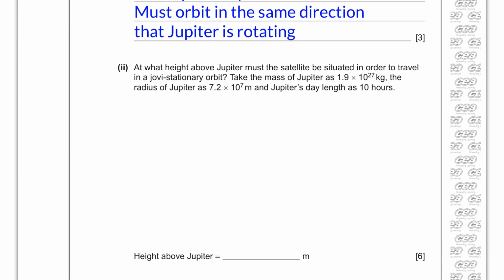Part 2. At what height above Jupiter must a satellite be situated in order to travel in a geostationary orbit? Take the mass of Jupiter as 1.9 times 10 to the 27 kilograms. The radius of Jupiter is 7.2 times 10 to the 7, and Jupiter's day length to be 10 hours. So always remember with these problems that you've got your planet, and that will give you a radius of the planet, so our Jupiter here. But you've also got the satellite orbit, and that gives you something that we refer to as the R belonging to the satellite.